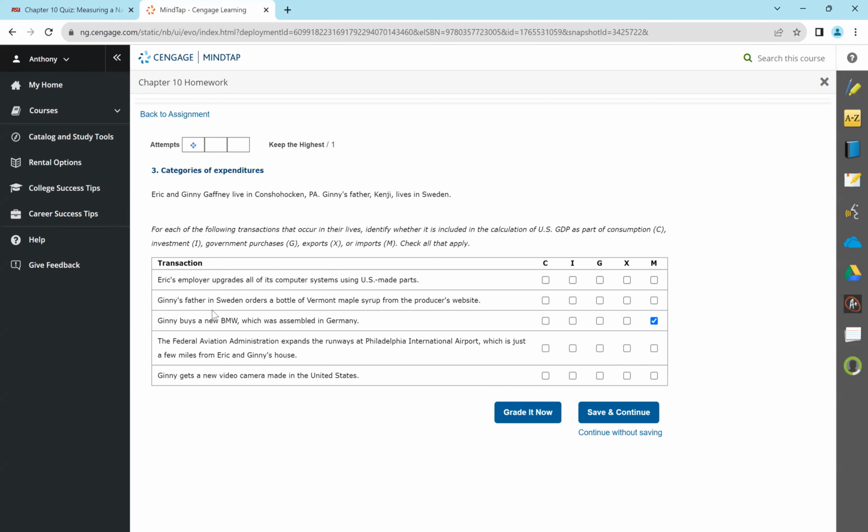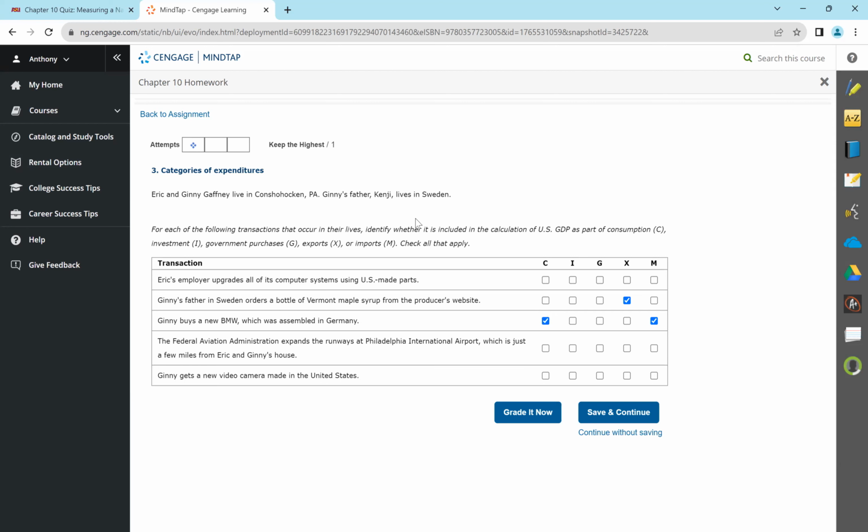So Ginny's father's in Sweden. He orders a bottle of Vermont maple syrup that's going to be exported to Ginny in Sweden. Is that okay? Yeah. Now, when you buy something, there is consumption.